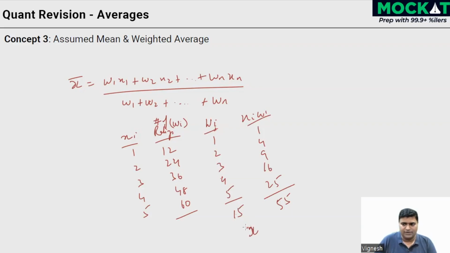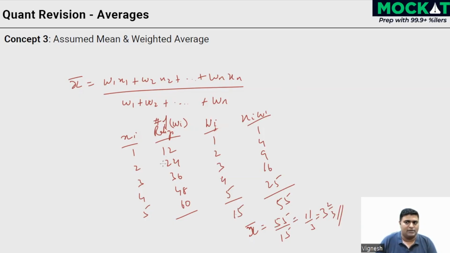So the average over here is going to be 55 by 15 divided by 5, you get 11 by 3, which comes to 3 and 2 by 3. Right. So what have we done over here? We have not gone with the weights as they are.